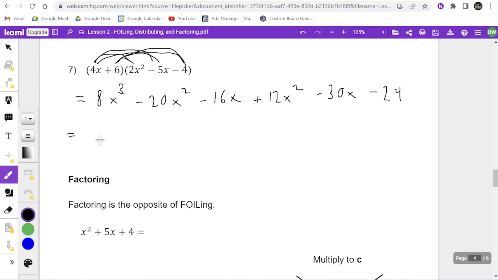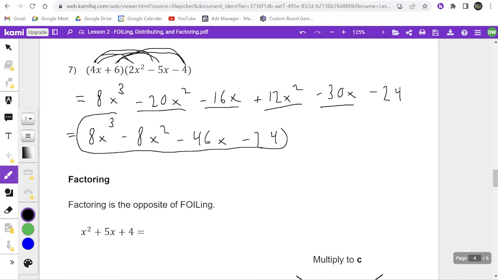And now I get to do my favorite thing, which is combine like terms. Notice once again the 8x cubed is by itself. Now we combine the two x squared terms. Negative 20 plus 12 is minus 8x squared. Negative 16x minus 30x, that's going to be minus 46x. And then the minus 24 is all by its lonesome. And that's it. There we go. Any questions on that one? Hopefully you were able to get it on your own. If not, keep on practicing.